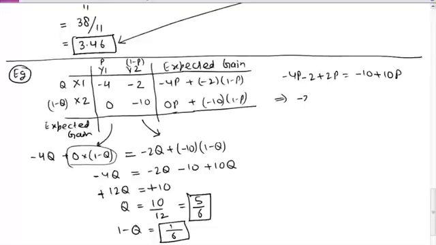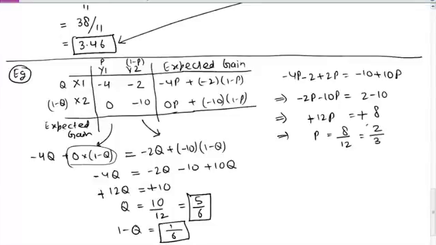What you get here is negative 2p minus 10p equals 2 minus 10. If you bring all p's to the left and all the numbers to the right, we end up with negative 12p equals negative 8. But because both are negative, we can make it positive. So we get p equals 8 by 12, or 4 times 2 is 8 and 4 times 3 is 12, so 2 by 3. 1 minus p is going to be 1 by 3.